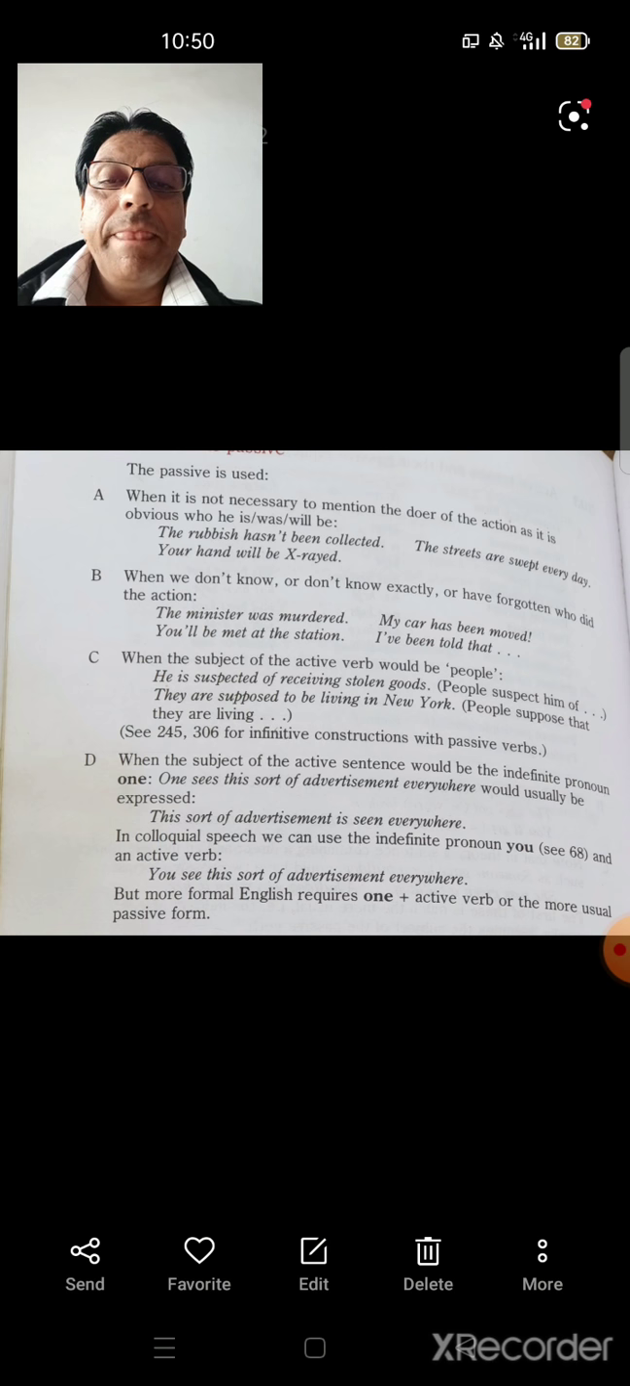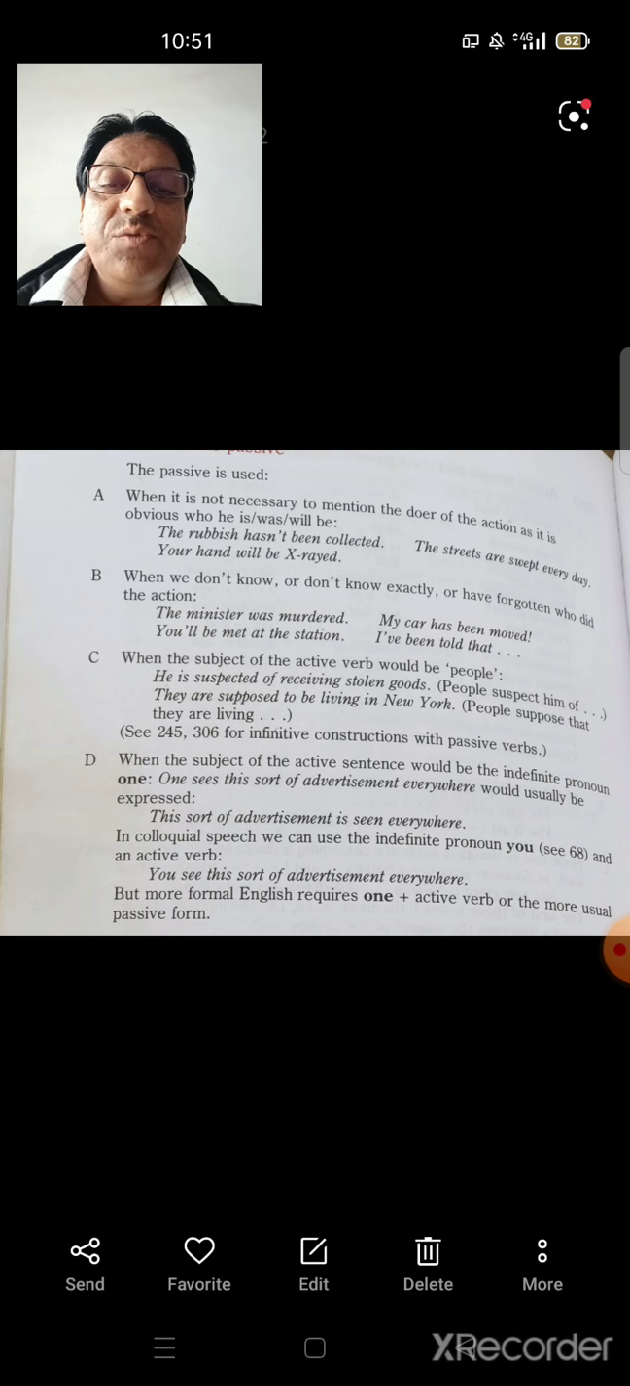In the third case, when the subject of the active verb would be people. Again, as you see this example, he is suspected of receiving stolen goods. So the subject is people suspect him of receiving stolen goods. So the subject is not important here. What is important is the activity, the action. He is suspected of receiving stolen goods.